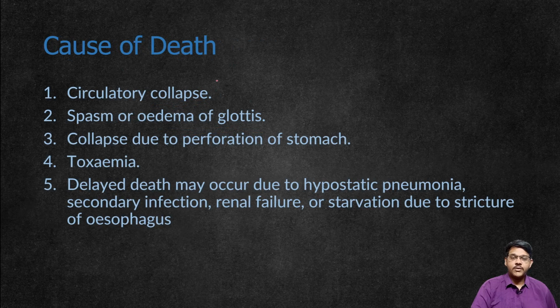Causes of death because of sulfuric acid: one is circulatory failure, then spasm or edema of the glottis, which leads to asphyxia. Another is perforation of the stomach, leading to bleeding, hemorrhagic shock, and death. Toxemia: if there is erosion, it may lead to sepsis and toxemia, and the person may die. Delayed death occurs due to hypostatic pneumonia, secondary infection, renal failure, and starvation due to stricture of the esophagus, which are the commonest causes of delayed death in sulfuric acid poisoning.